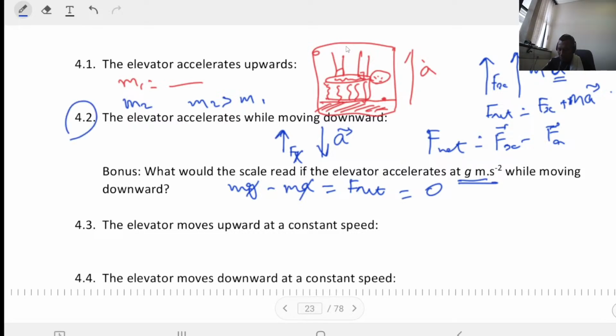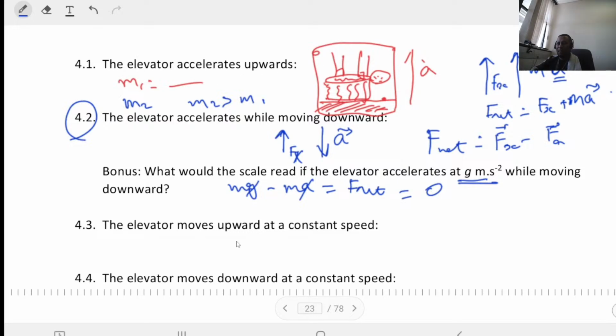Therefore, in 4.2, the reading will decrease because the acceleration is down and the applied force is up. The applied force is due to the spring, which pushes you up. However, if the acceleration with which the elevator is moving down is equal to the acceleration due to gravity, it becomes balanced and you become weightless. Happy? If not, ask me a question. I'll explain more.